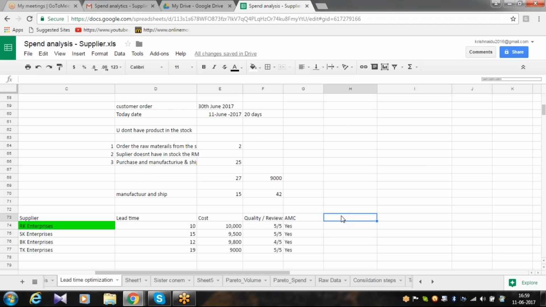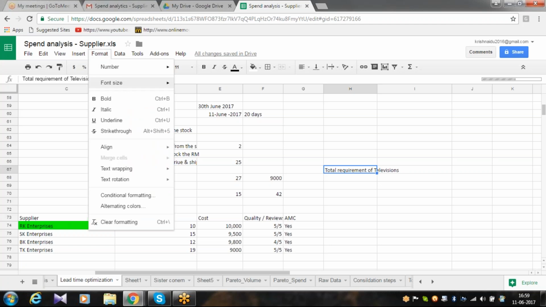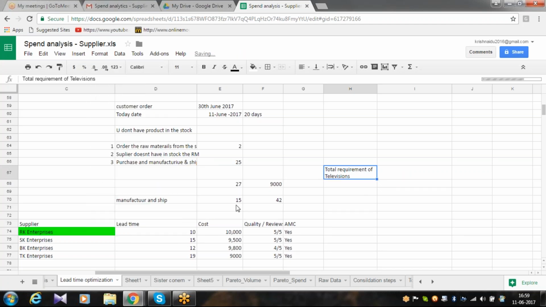So let me say my total requirement quantity, total requirement of televisions, is equal to... Are you getting the point? Yes. Is 10 units.